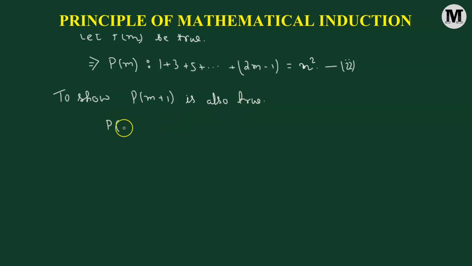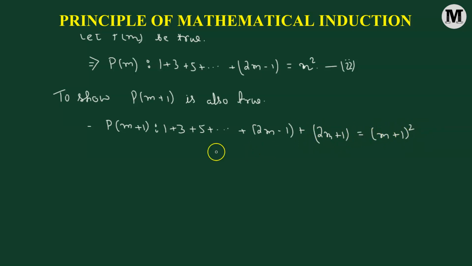What we'll do is show that for P of m plus 1, we have 1 plus 3 plus 5 going all the way up to 2 times m minus 1. We'll also have to consider the next term, so we replace the m with m plus 1 to get the next term. That's going to give us 2 times m plus 1. This is going to be equal to m plus 1 whole squared. So we need to show that this is a true case. How do we do that?